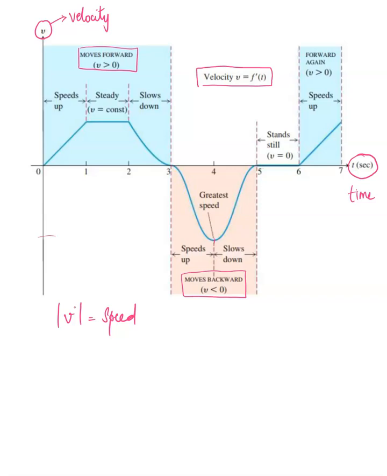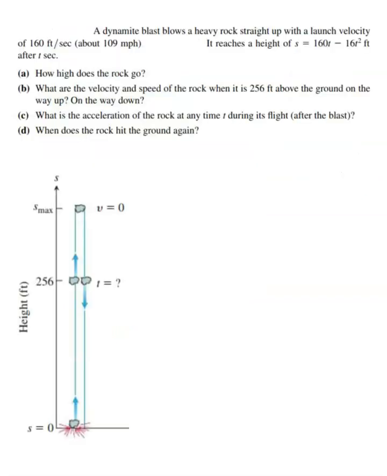All right, now let's go into a problem where we try and understand how to calculate velocity and things like that. A dynamite blast blows a heavy rock straight up with a launch velocity of 160 feet per second. It reaches a height of s equals 160t minus 16t squared feet after t seconds. We have A, B, C, and D. We'll get to that.